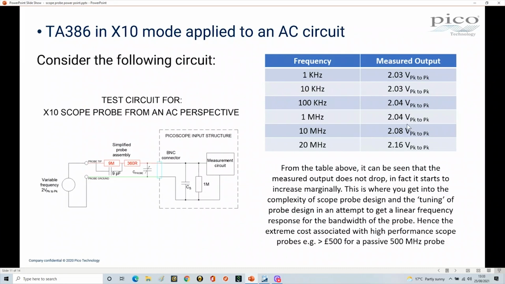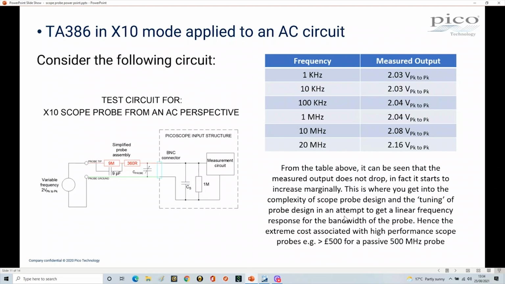But this is where the price of probes makes a massive difference, because what the manufacturer is attempting to do is make this as linear as possible. And so what you see here at this point is actually what you're measuring there, and it's not influencing the circuit in any dramatic way. But this is also why really high performance probes cost so much.